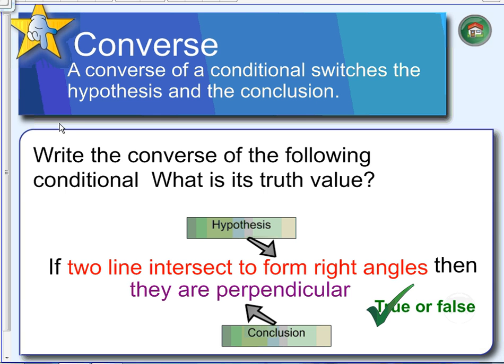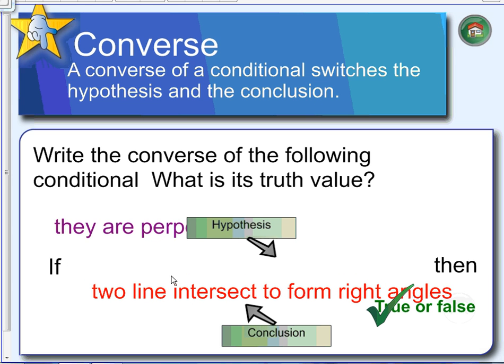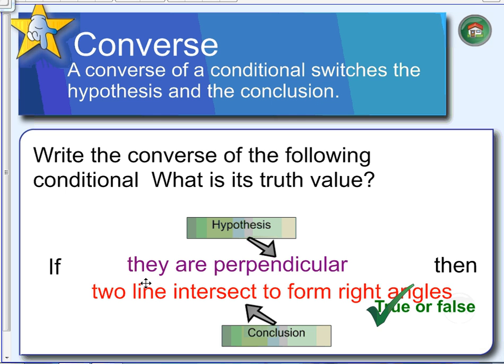Now, there is also something called a converse. A converse of a conditional switches the hypothesis and the conclusion. In this case, the hypothesis is two lines intersect to form right angles, and the conclusion is they are perpendicular. If I were to switch them and say, if two lines are perpendicular, then they form right angles, we are creating the converse of the original statement. In this particular example, the truth value for both the conditional and the converse are true. Not every conditional and its converse have the same truth value. Sometimes they are different.